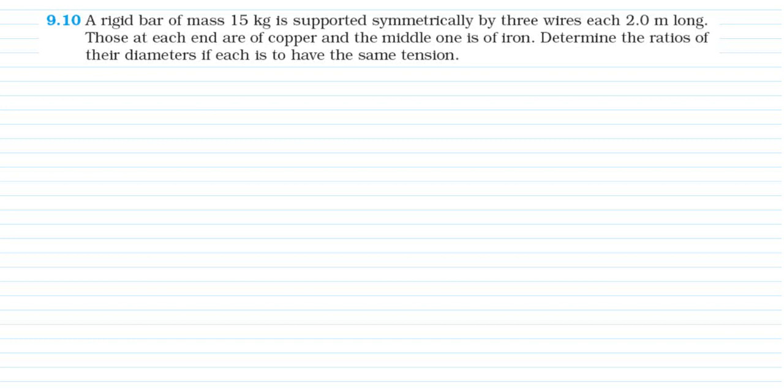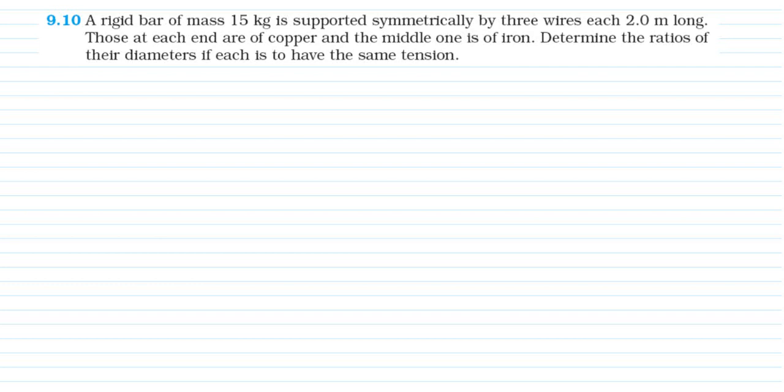Next sum 9.10. A rigid bar of mass 15 kg is supported symmetrically by three wires, each of 2 meter long. Those at each end are of copper and the middle one is iron. Determine the ratio of the diameter if each is to have the same tension. चलो फ्रेंड्स यहाँ पर सबका टेंशन क्या है सेम.